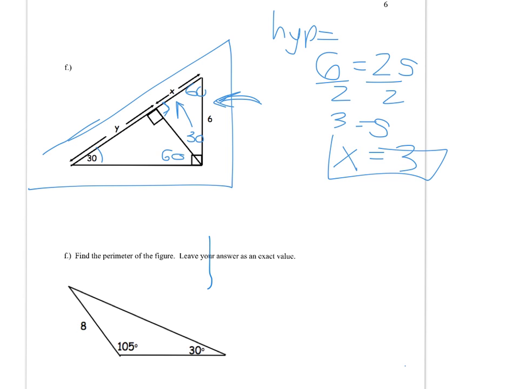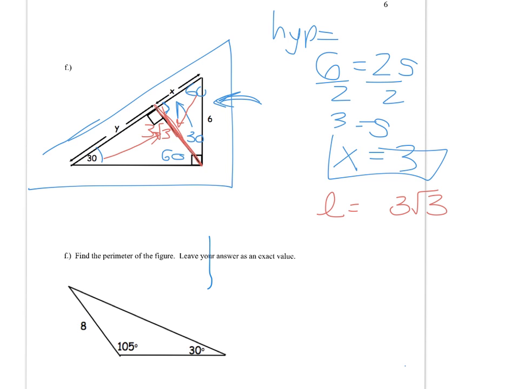Now I need to go over to the other triangle and try to figure out what y would be. So what I'm going to need to know is this side, which would be the side across from 30 in that triangle. And I've got to use the one on the right. On the one on the right, this red line is my side across from the 60-degree angle, which is the long side. So therefore, the long side is going to equal 3, the short side, times the square root of 3. So this red one is 3 times the square root of 3.